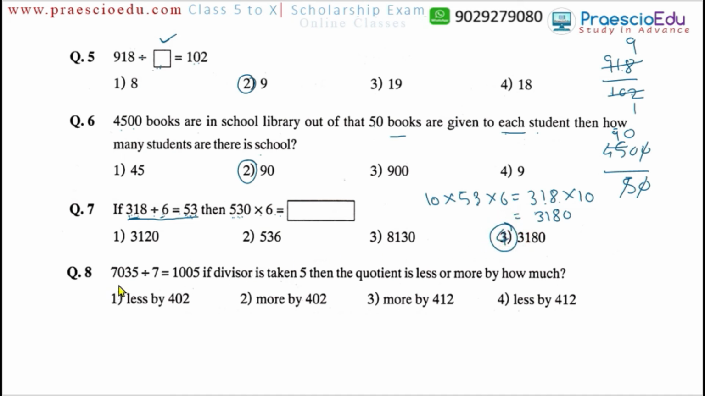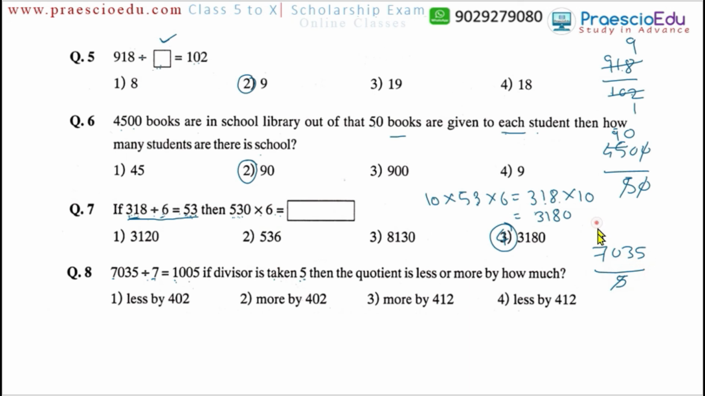Now question number 8. 7035 divided by 7 is equal to 1005. If the divisor is taken as 5, then the quotient is lesser or more by how much? Now 7035 divided by 7 gave 1005. Instead of this 7, if we carry out the division by 5, what is the answer? So we will divide this number by 5.